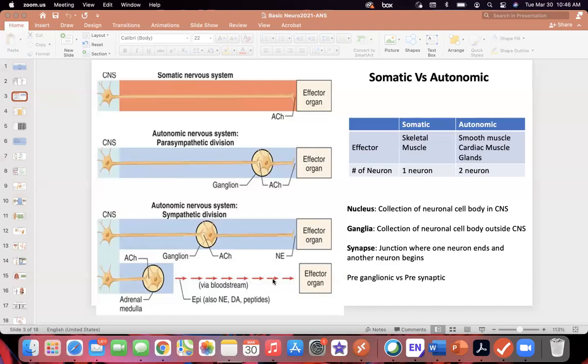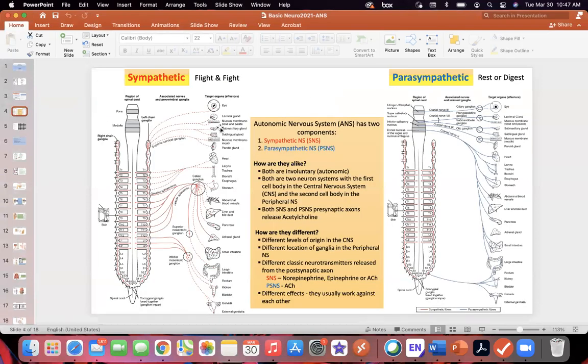Remember, somatic is always the nerve that controls the skeletal muscle, and the autonomic nervous system controls the smooth muscle, cardiac muscle, and glands. And the autonomic nervous system has two divisions: parasympathetic division and sympathetic division. We'll go into detail of those. Okay. Now, here is a brief summary and some basic information about sympathetic and parasympathetic.